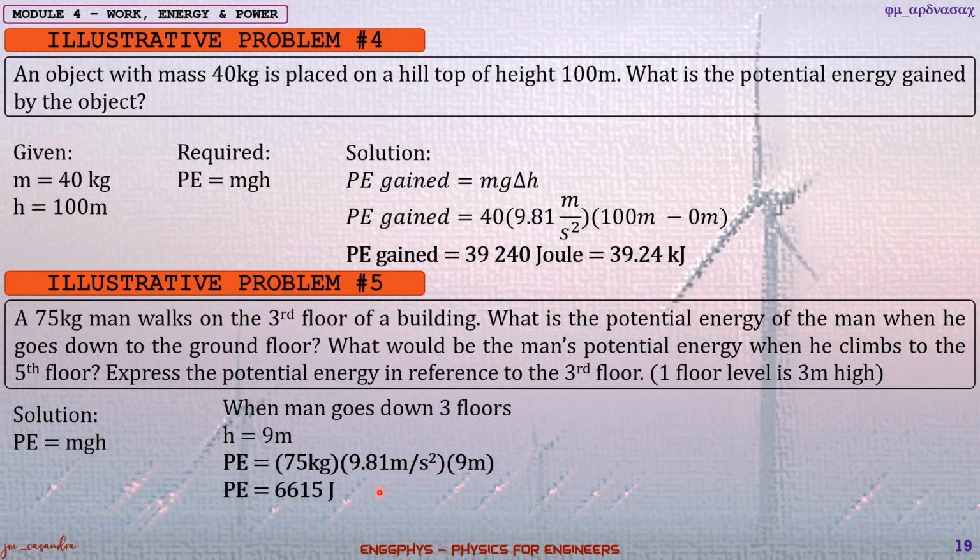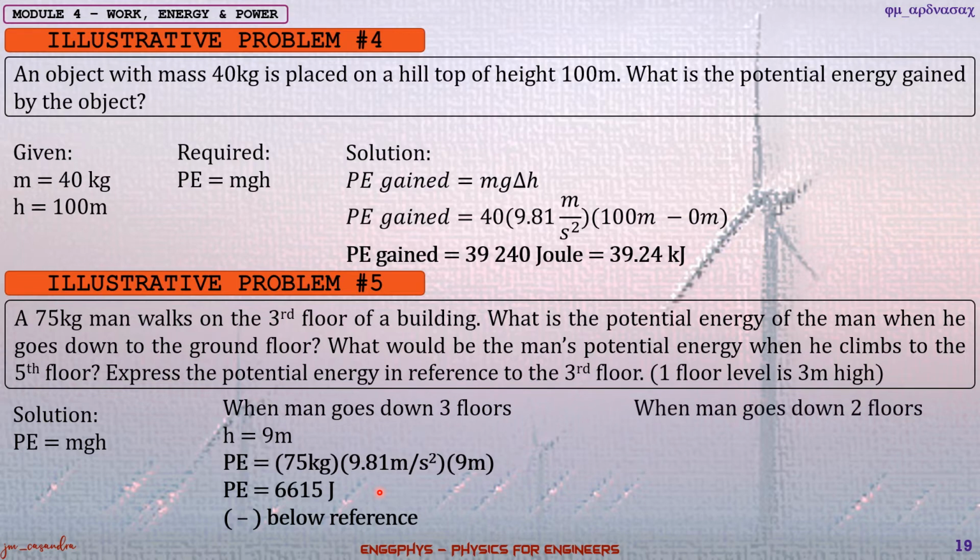Take note, we are moving down, so it means from a higher position to a lower position. Therefore, our potential energy now is a negative value. Why negative? Since we are below our reference line, which is your third floor.